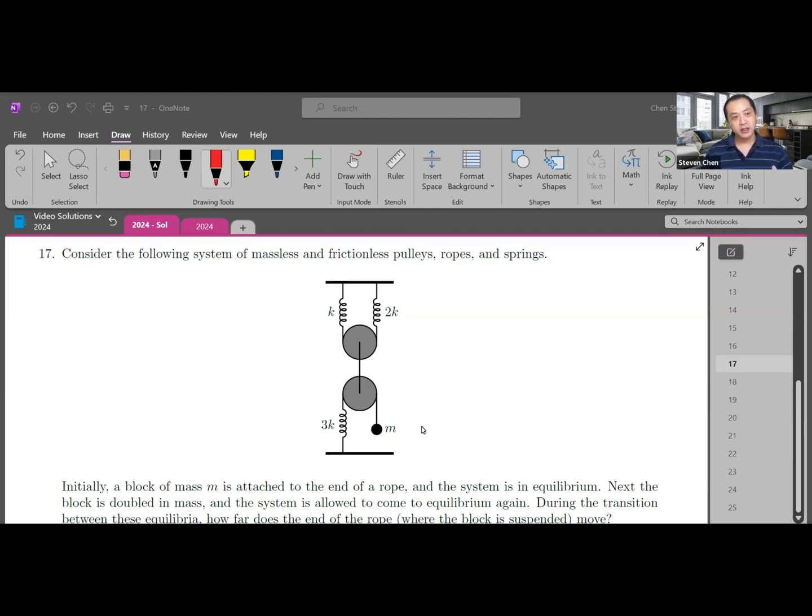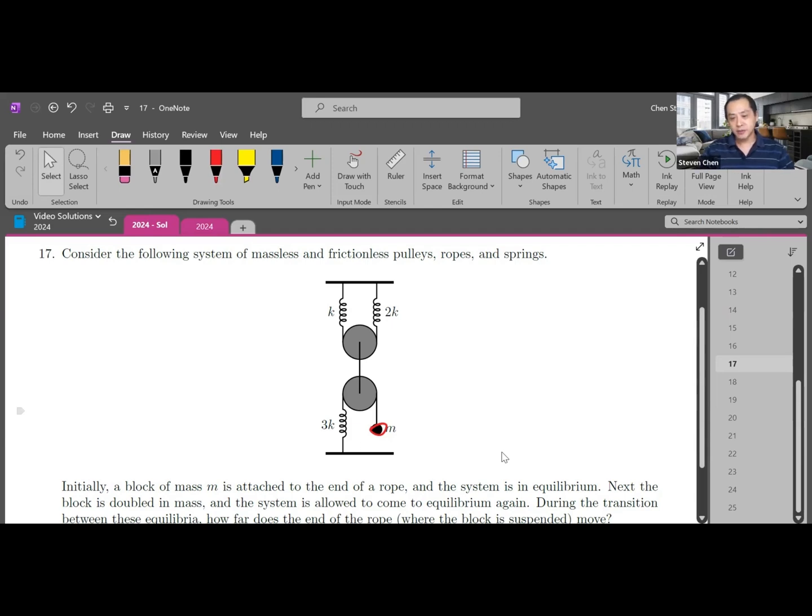So the problem says that for a given M, the system's equilibrium is in some position, and once we increase the mass from M to 2M, then the system's equilibrium positions will be adjusted, right? And it asks us to compute the displacement of the end of the rope. So for example, when it is hanging with M, suppose the height from the ground is 10 meters, and once the mass is doubled, the height from the ground is reduced to 7, so the answer is 3, okay? And this is how I want to solve this problem.